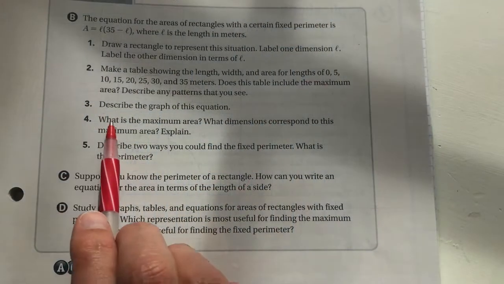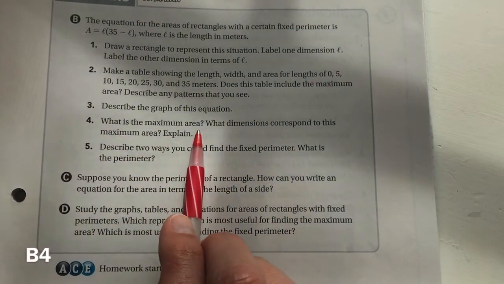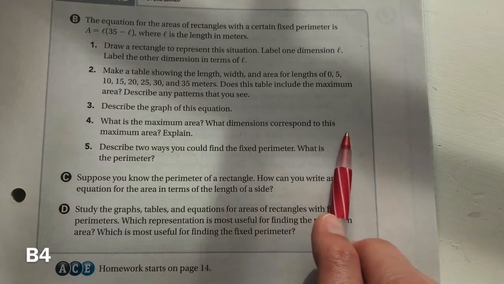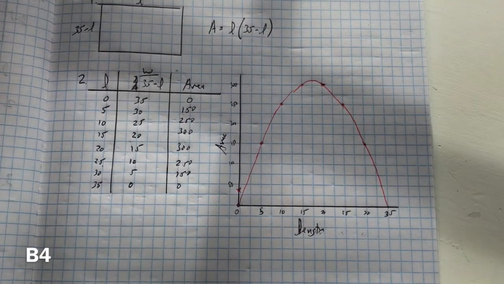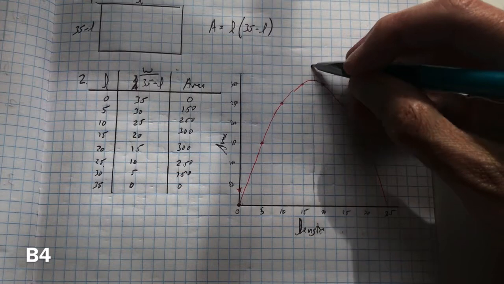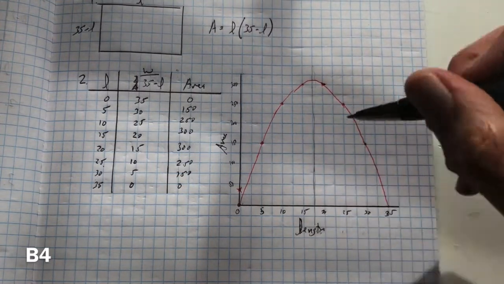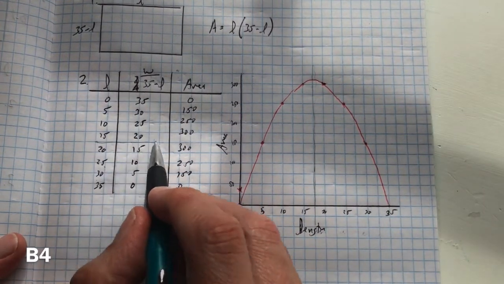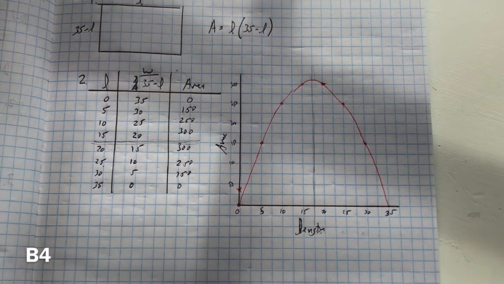In fact, look at number 4. What is the maximum area? What dimensions correspond to this maximum area? We got to explain that. So what we've been seeing so far is that that maximum area ends up being at the exact midpoint. And that midpoint comes right through here. That midpoint would also run right through here. So we need to figure out what that would end up being.